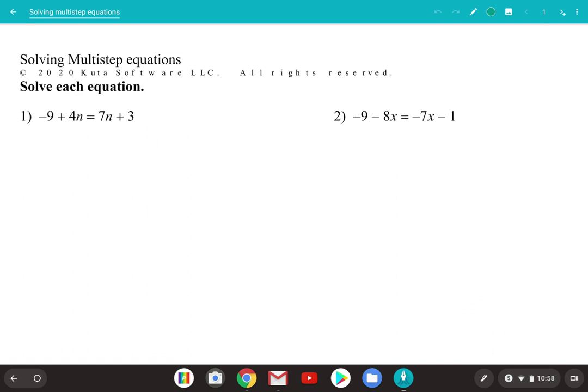Okay, so solving equations. With these, you notice for number one, they have a letter on both sides. So we need to move one of the letters. Me personally, I like to move the smaller one, but it really doesn't matter which one you move. And you're always doing the opposite of what it is. So I'm going to minus the 4n, and that one will cross out. So we get negative 9. 7 minus 4 is 3n plus 3.